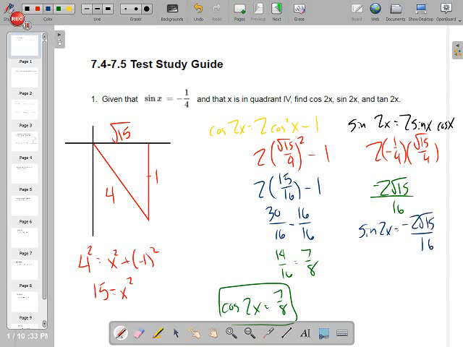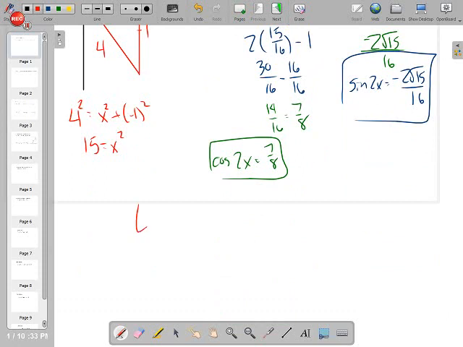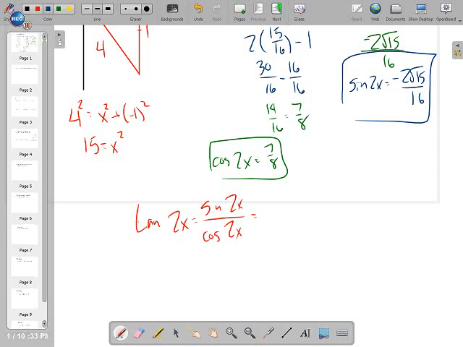Now, the tangent of 2x, you can do this a couple different ways. There is an identity for tangent of 2x, but since I'm not very good at memorizing that stuff, I'm just going to recall that tangent of an angle is sine over cosine. So that means that tangent of 2x would be the sine of 2x over the cosine of 2x. The reason that's so much easier is because I have sine and cosine right here. So negative 2 radical 15 over 16, that's the sine, divided by 7/8.